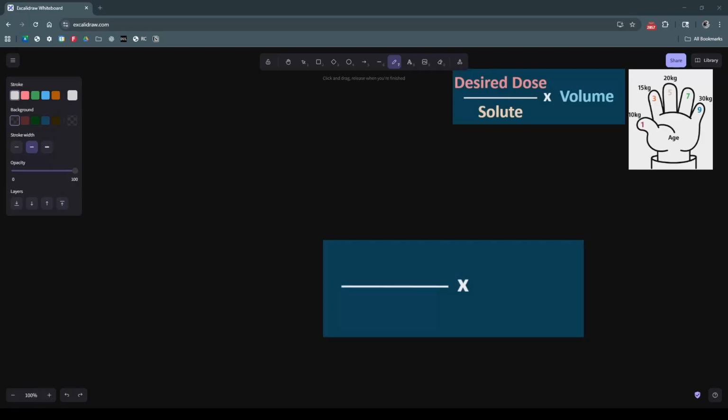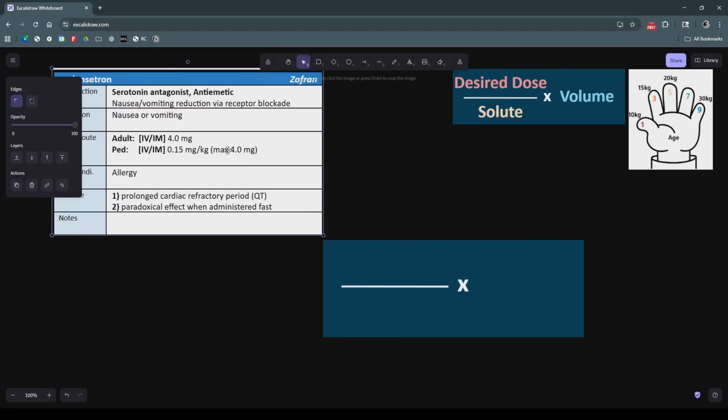So I like to start with Zofran because it's simple. We know that it's 4 milligrams for an adult. We know that means it's the whole thing, right? Which is usually 2 milliliters. So I am just going to plop that up there real quick. Blammo.